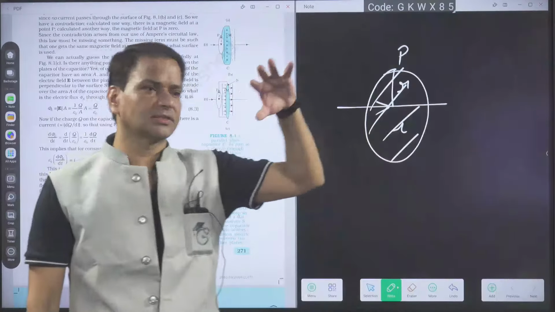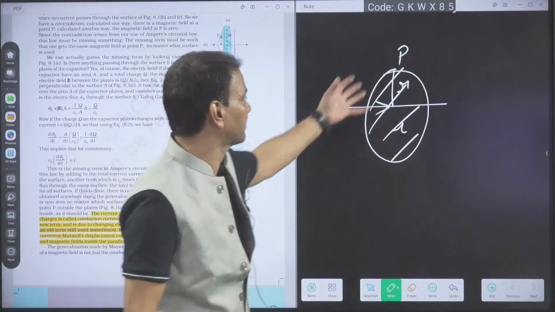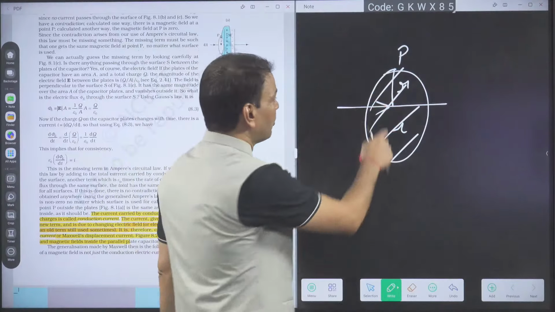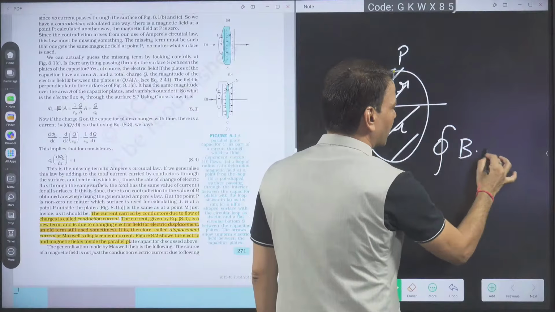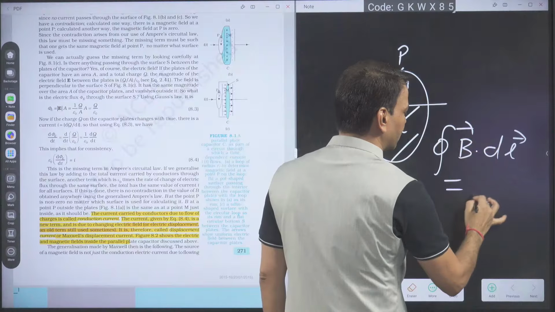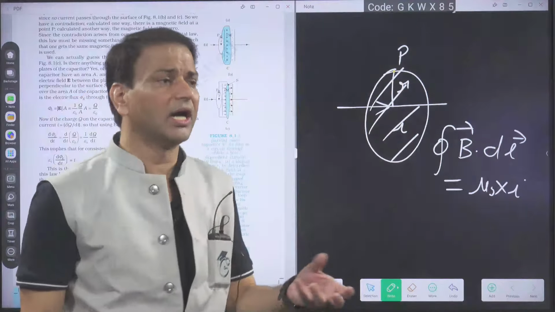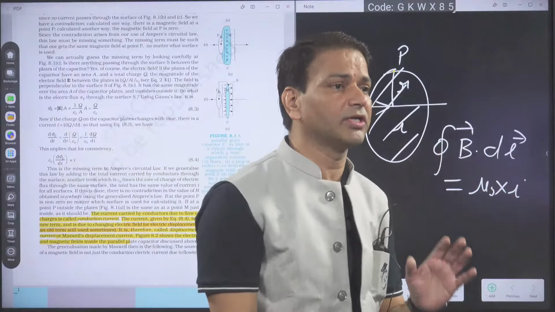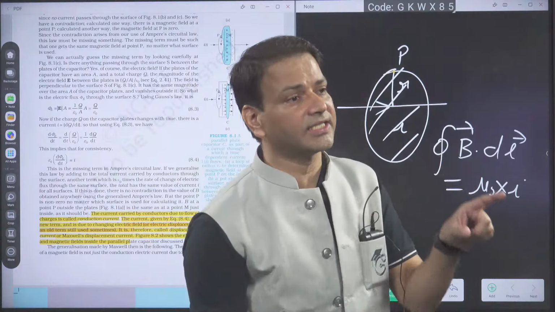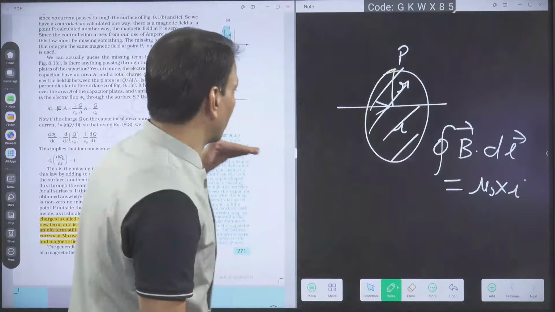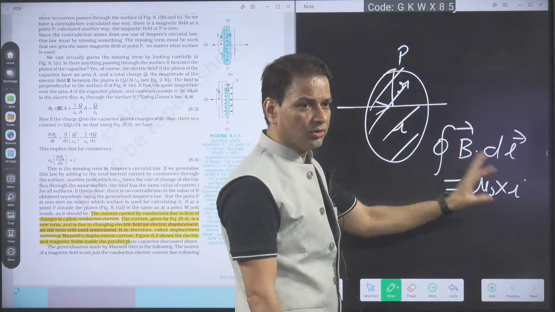So I will take the circular Ampere loop, or I am considering the disk as the Ampere surface. Now at this point I want to find the magnetic field. What is the Ampere law? B dot dl is equal to mu naught into I. Somebody is using I enclosed, somebody is taking I crossing the surface. Basically, what is the meaning of I? The I which is intersecting the surface. So here, what is the current intersecting the surface? That is I. So the right hand side we know: mu naught into I.